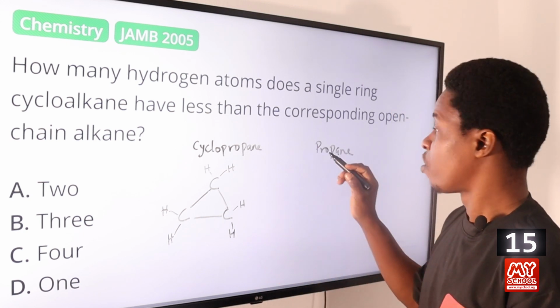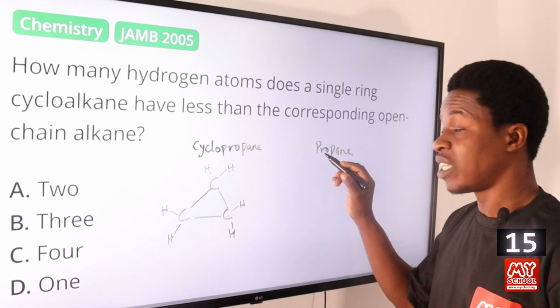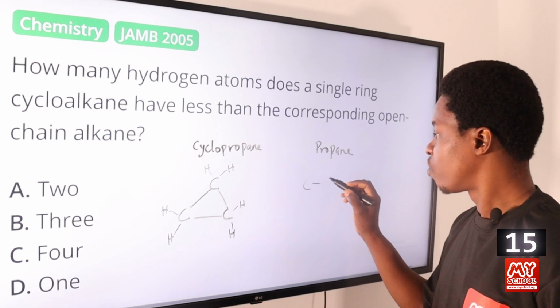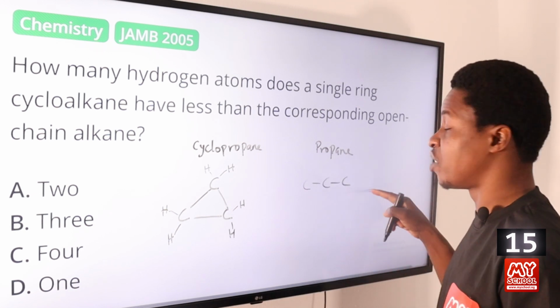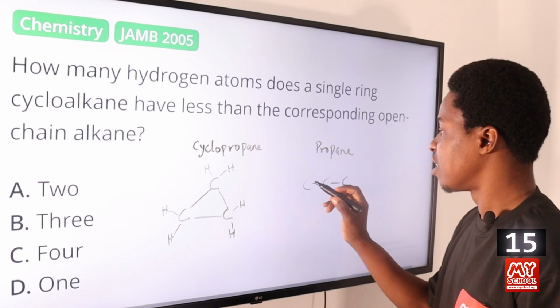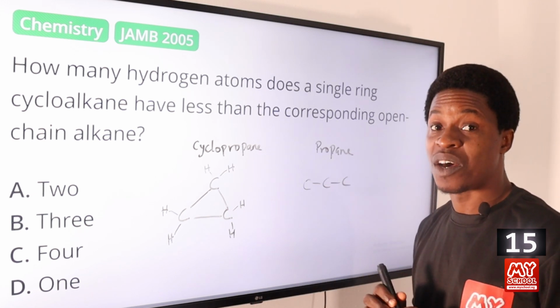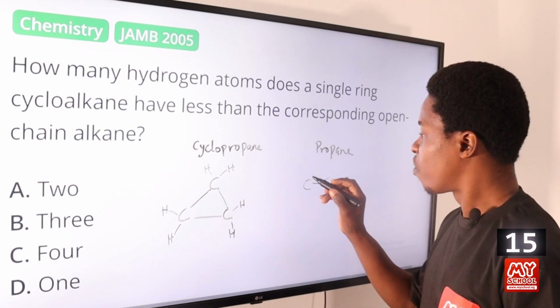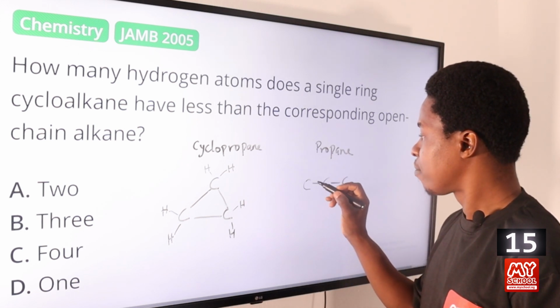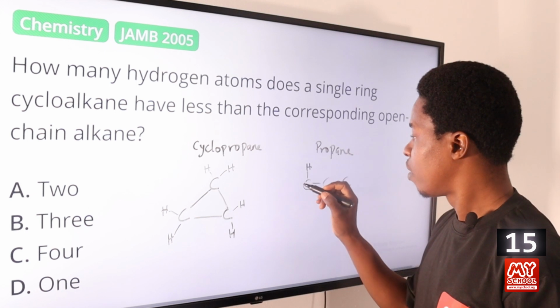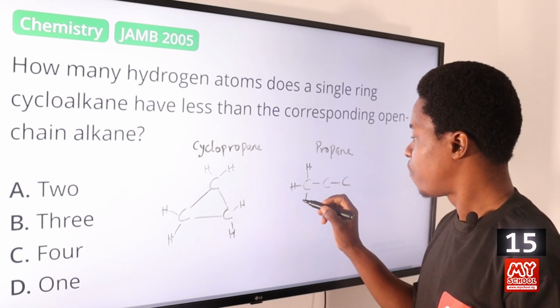So let's draw propane now. Propane is still 3 carbon atoms, 1, 2, 3. But this one is an open chain, a straight chain. It is not cyclic like this. So let's draw this now. The same rule is observed. Carbon will not take more than 4 bonds. So for this carbon atom, we have 1, 2, 3, and 4.